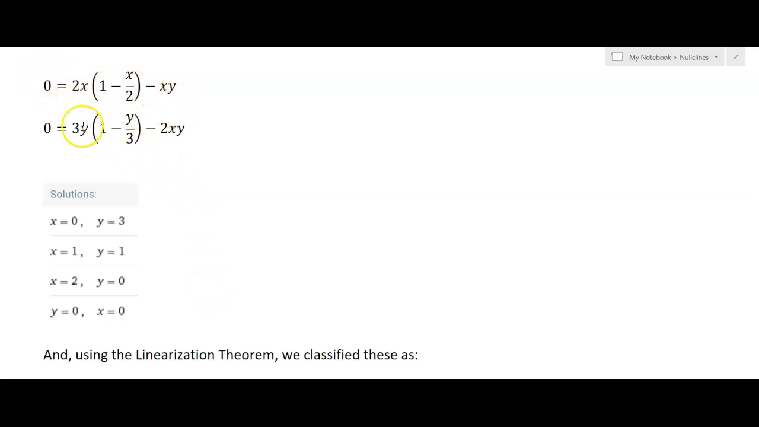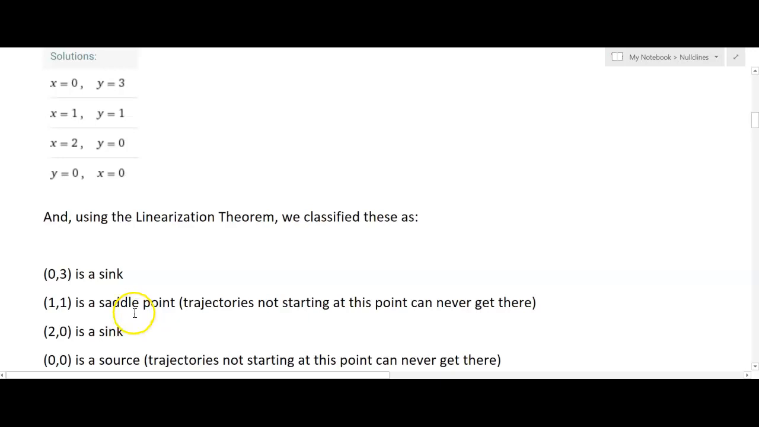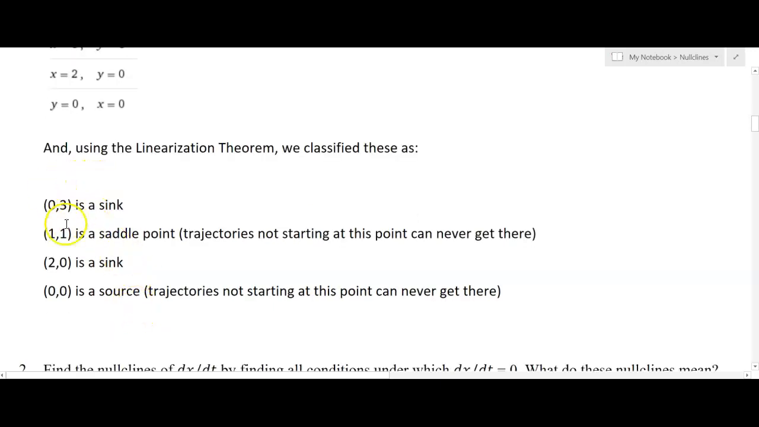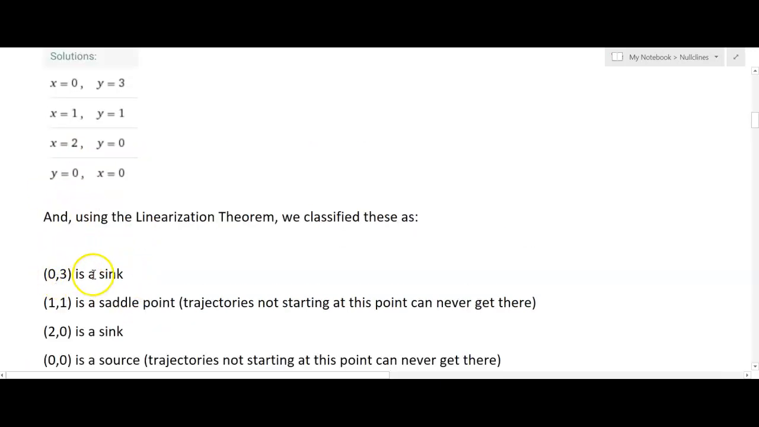So the first thing I do is locate my equilibrium points. We did this in our previous lesson, along with determining how each of these equilibrium points behaves locally. And so we set both of them equal to 0, and use Wolfram Alpha to solve. In this case, we obtained 4 equilibrium points. And using the linearization theorem, we classified (0, 3) as a sink, meaning that we observed that a lot of solutions actually sank into the (0, 3) equilibrium state.